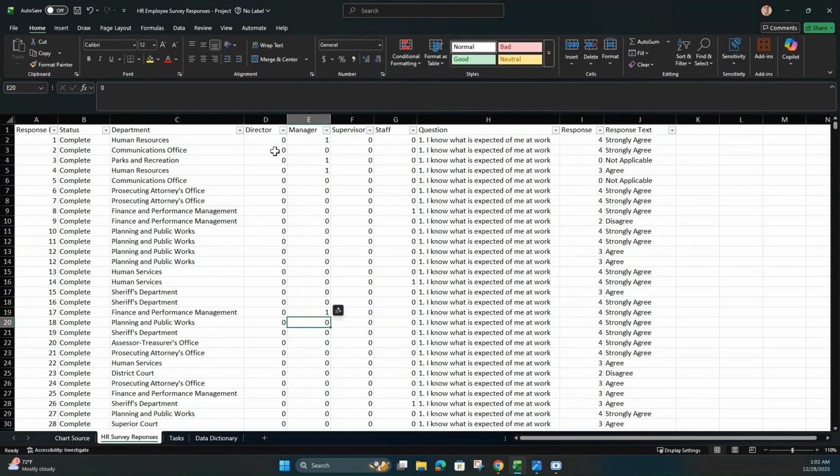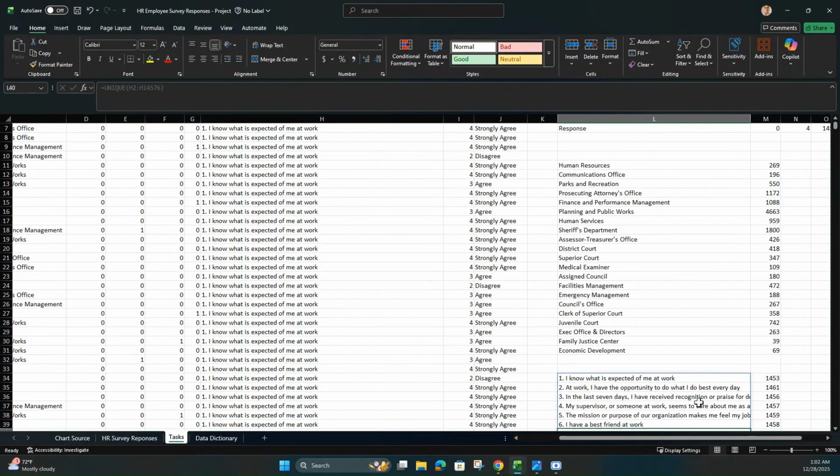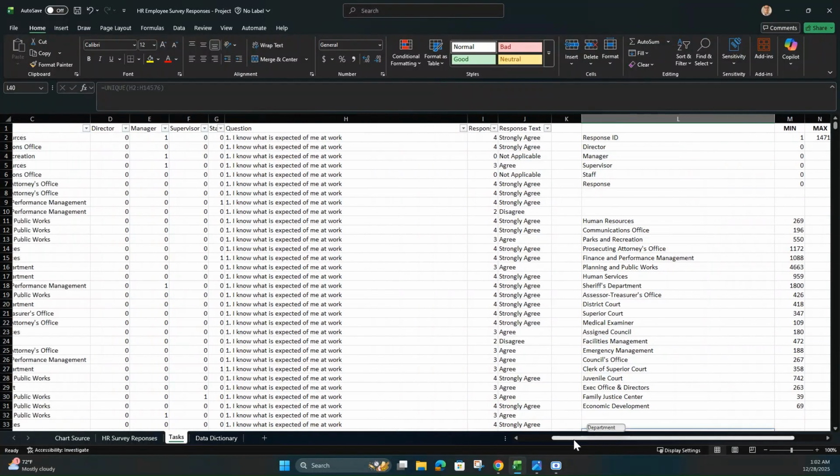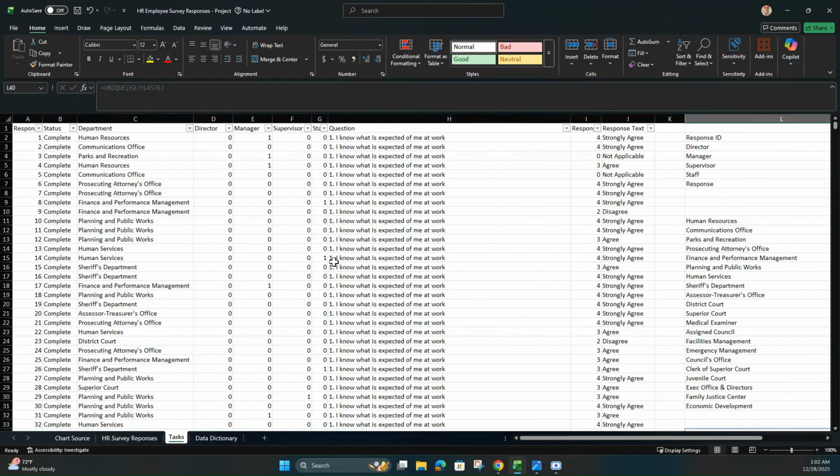Then we have yes, true/false type columns here to determine if the respondent is a director, a manager, a supervisor, or part of the staff. We took some measures to find the blanks and to count the rows. We removed duplicates from the whole data set.